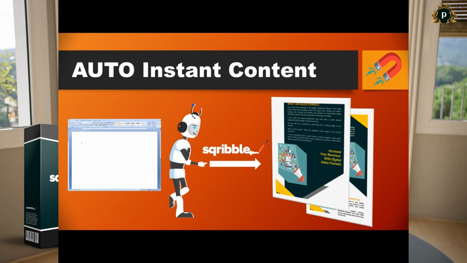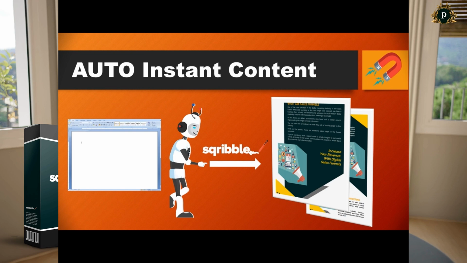With just a few clicks, you can design a stunning ebook that not only looks professional, but also captures the attention of your audience. Plus, using Sqribble can save you a significant amount of money compared to hiring freelance writers or graphic designers, making it a cost-effective choice for anyone looking to publish their work.